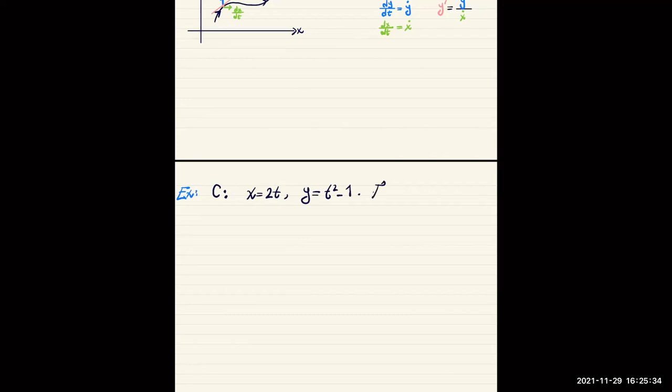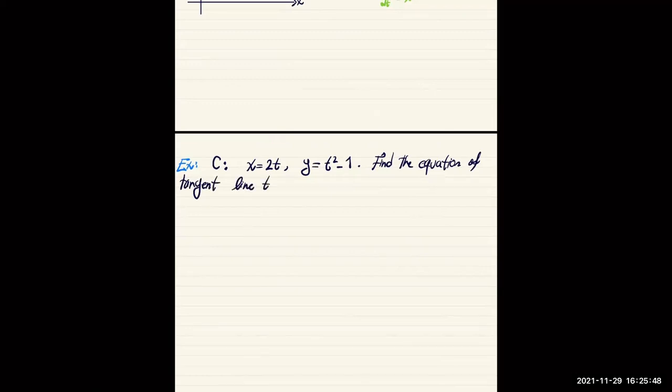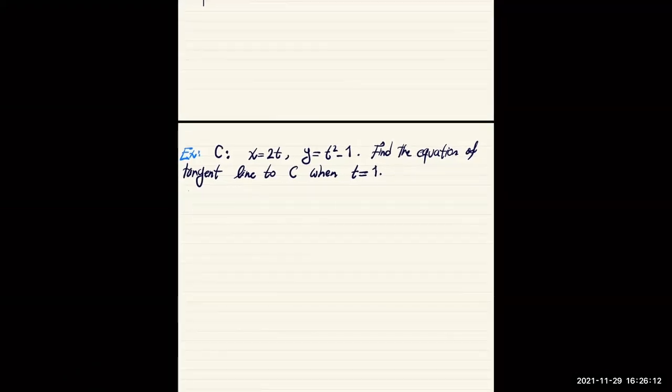Here we want to find the equation of the tangent line to C when, I'm not saying at, when t is equal to 1. When you say at, it implies at some position. When means at some time, because the independent variable here is the parameter t. All right, so let's see the solution.